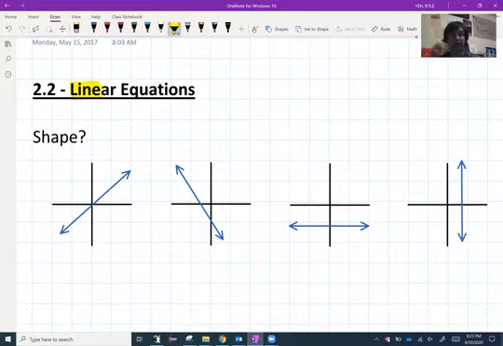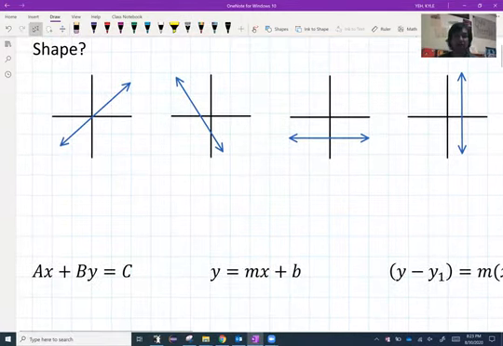Sometimes they go uphill, like that one on the left-hand side of the screen. Sometimes they're going to start high and go downhill as we move left to right. They might be horizontal, they might be vertical lines going straight up and down, but every linear equation is a straight line. It goes on forever, no curves or anything like that, just one straight continuous line.